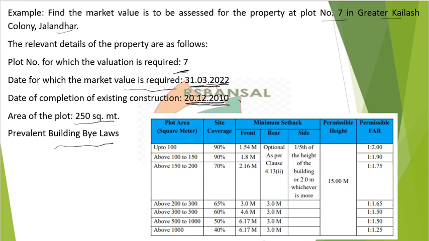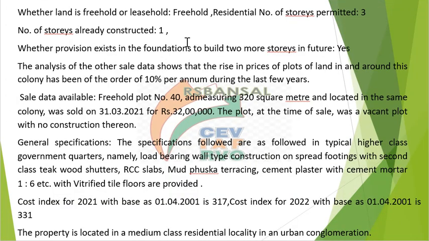Up to 150, 270% site coverage is allowed. 200 to 300, 65% coverage is allowed. Above 300, 60% coverage is allowed. Whether the land is freehold or leasehold, this is freehold land. Residential.